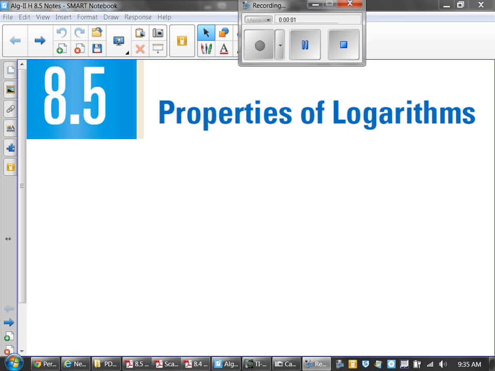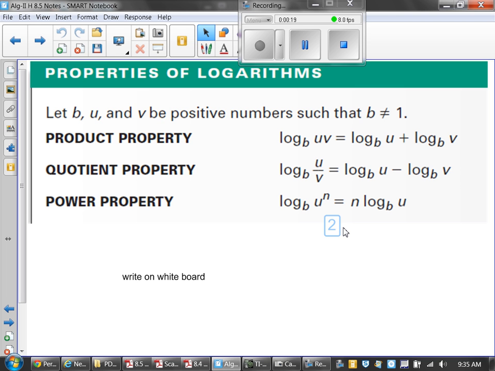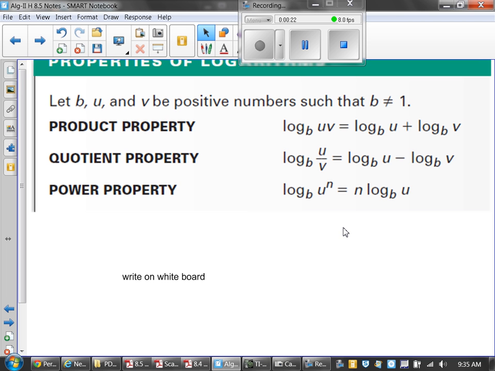Called properties of logarithms. Our goal for this is to be able to rewrite and simplify log statements in a couple of different ways. We're going to be expanding logarithms and contracting, or condensing, logarithms. And we use three basic properties.